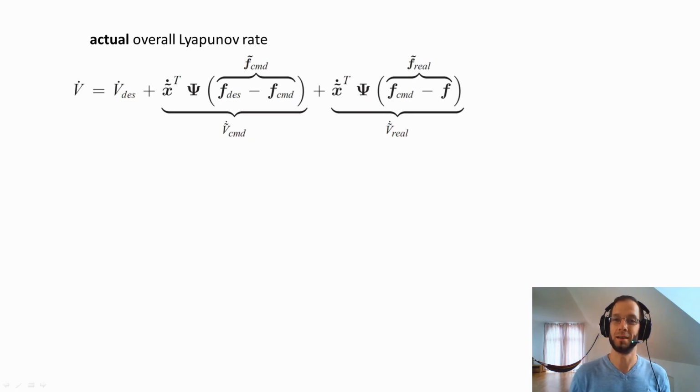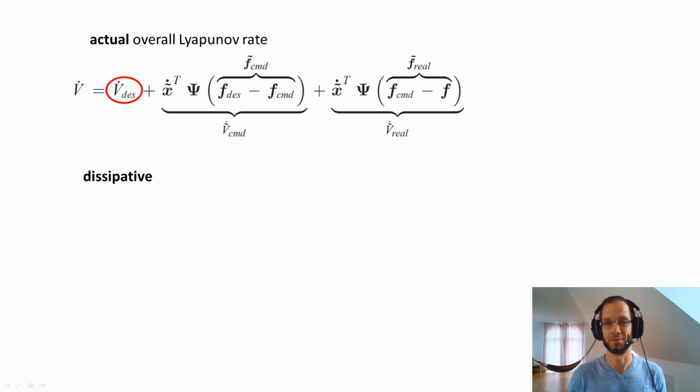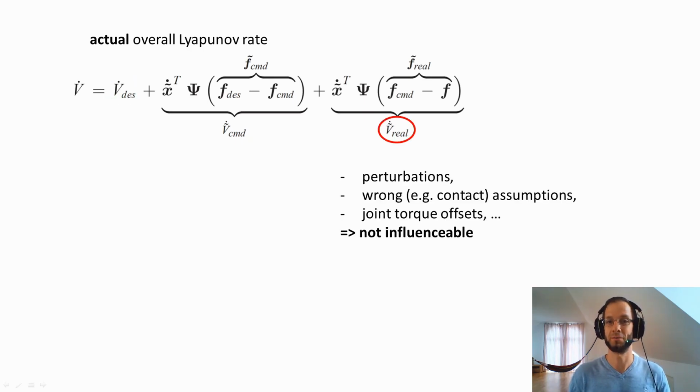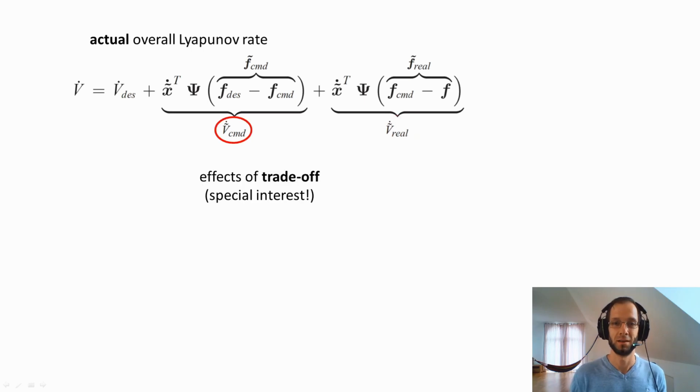Finally, we find that the actual overall Lyapunov rate can be expanded into three terms. V dot desired being dissipative for sure, V dot tilde real covering effects like unknown perturbations, wrong assumptions, and joint torque offsets, which cannot be influenced. And finally, V dot tilde command, which covers the effects of the trade-off amongst the tasks. This term is of special interest here, and we will use the corresponding force command error in our subsequent analysis.